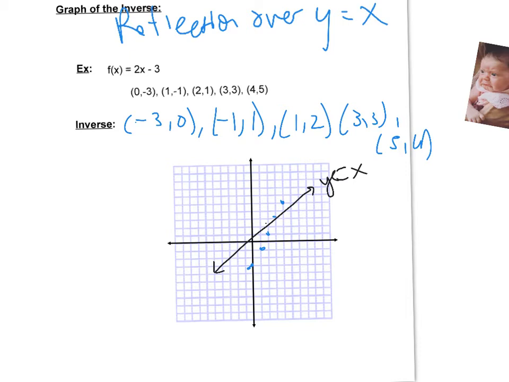And then if you plot the other coordinates, the inverse coordinates, so (-3, 0), (-1, 1). See how they're just reflections over that line? Now my line is not perfect, but you can kind of see that they're opposite of each other, basically. (3, 3) is actually on the line, so that doesn't really reflect, but then (5, 4). So that's what it does. We'll go through how to find that algebraically, but graphically they're just a reflection over y equals x.